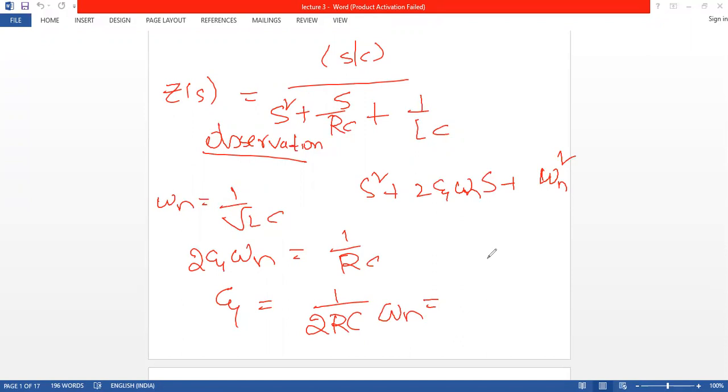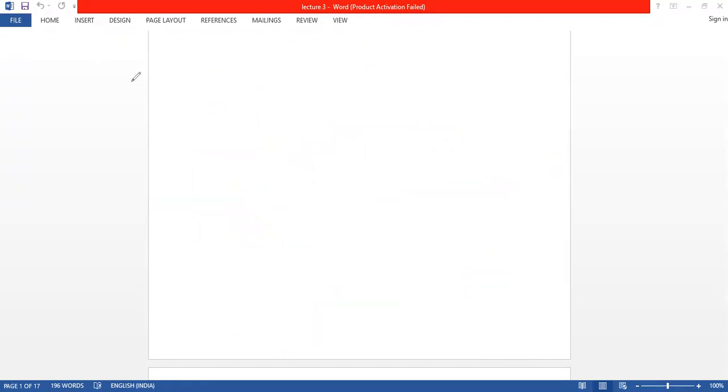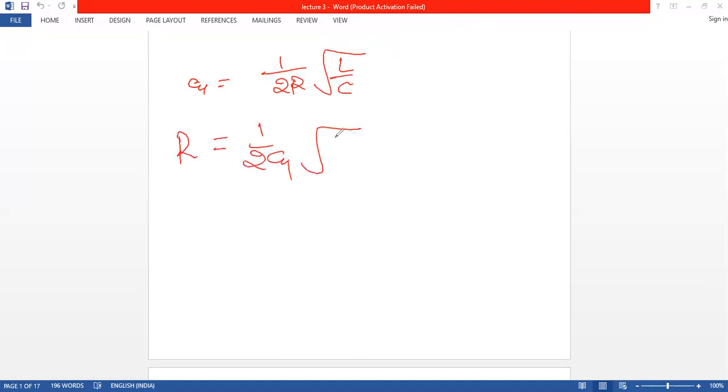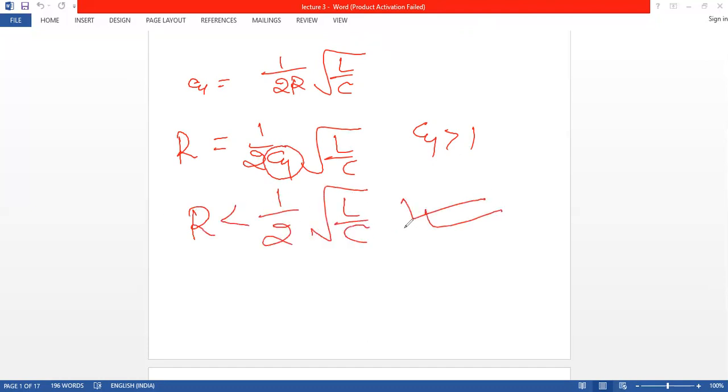Omega n is 1 by root LC. So 1 by 2R root LC by C. When you solve, you will get 1 by 2R root of L by C. So hence zeta equal to 1 by 2R root of L by C. What is R here? R is 1 by 2 zeta root L by C. See what I told you, over damped, friends, zeta greater than 1. When zeta is greater than 1, R will be less than 1 by 2 root of L by C. This is your answer.